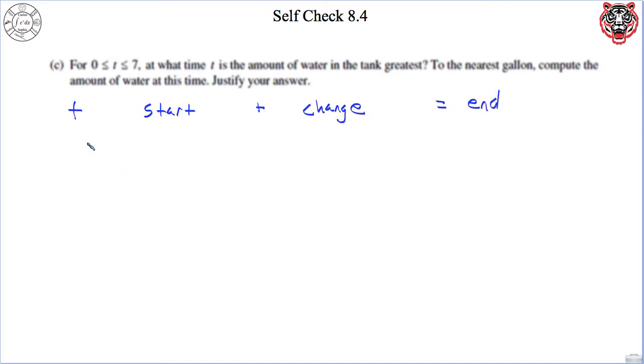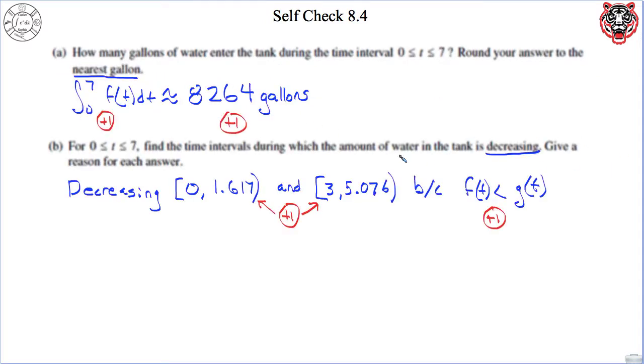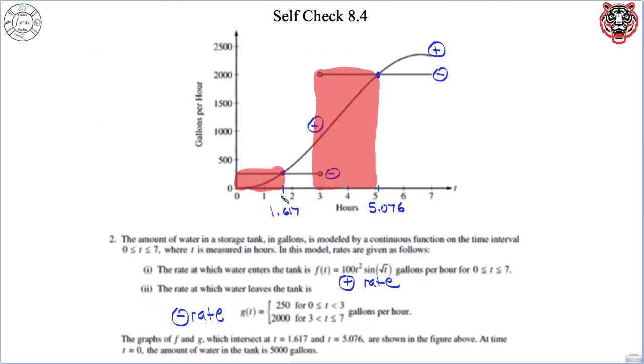All right, so t. So we have a lot of points, right? We have 0, 1.617, 3, 5.076, and 7. There's a lot of things to calculate here, but let's be smart about this. I forgot about 3 as well. Wait, why is 3 1? Because there's a discontinuity. Yeah, discontinuity is a CV.